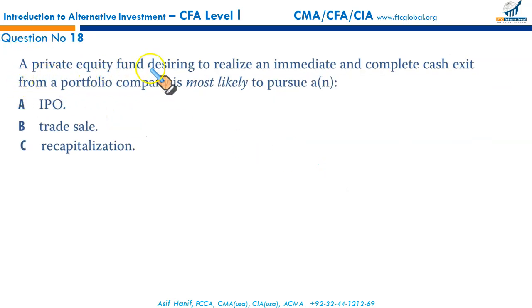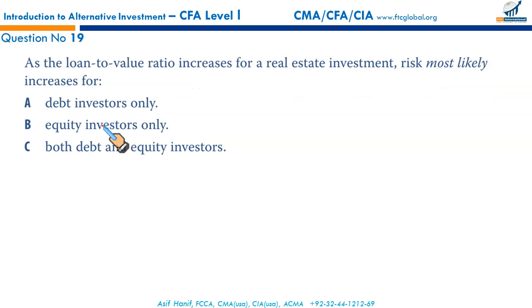A private equity fund desiring to realize an immediate and complete cash exit from a portfolio company is most likely to pursue an IPO. That will be difficult to exit. Trade sale, correct. This is correct. Private equity funds can realize an immediate cash exit in a trade sale. So that makes B the correct option.